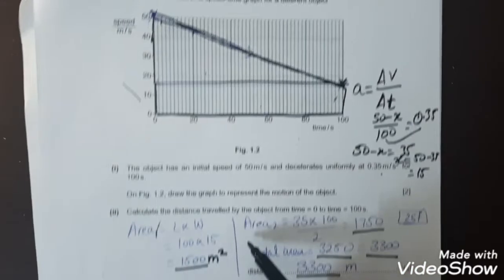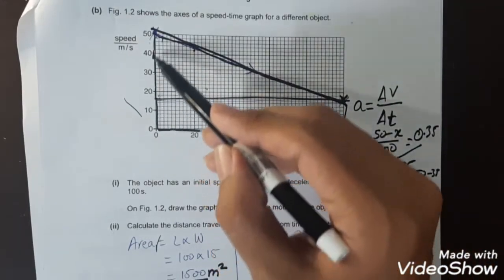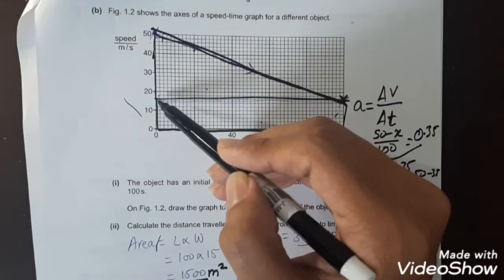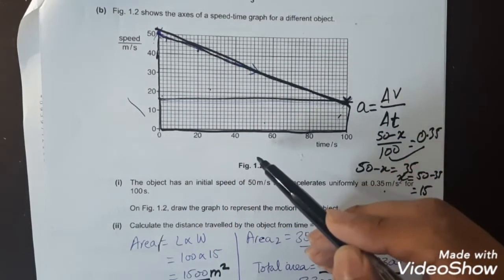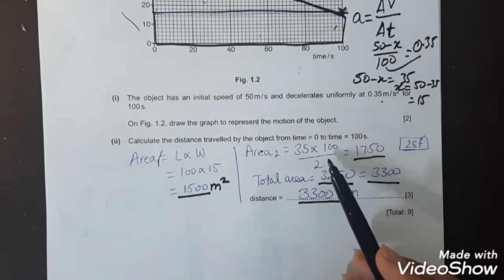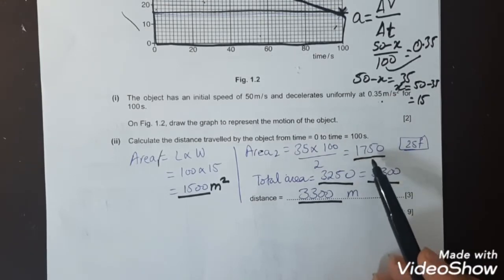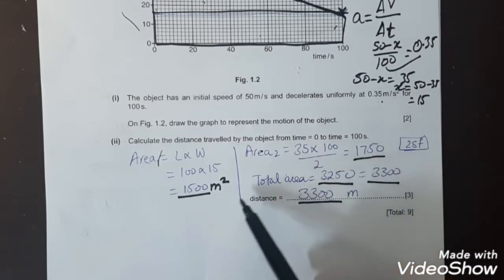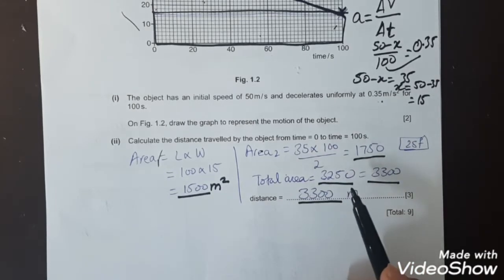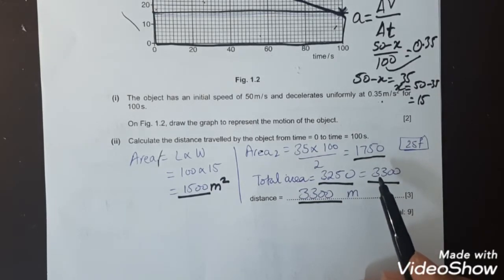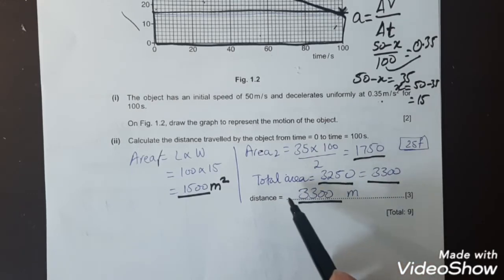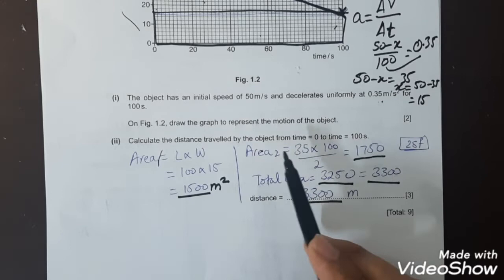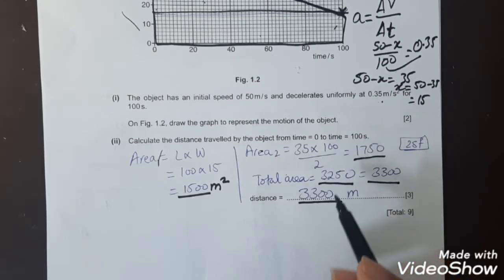Then area 2 will be the area of the triangle, so the height is 50 minus 15, which is 35, and the base length is 100. So 35 multiplied by 100 divided by 2 is 1750. When we add 1750 to 1500, it is 3250, but you have to write this in two significant figures, so this will be 3300 meters. So the distance traveled by the object from time 0 to time 100 seconds will be 3300 meters.